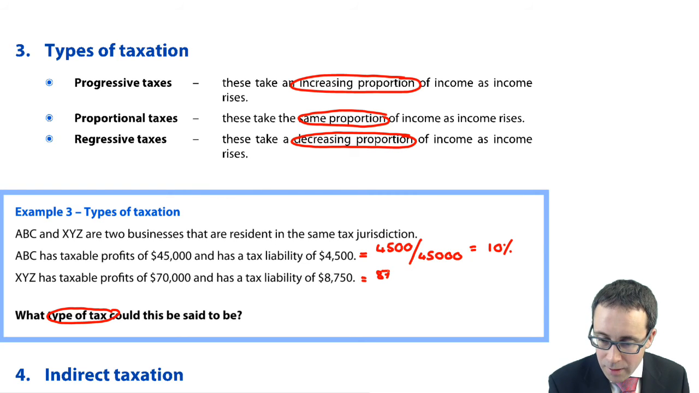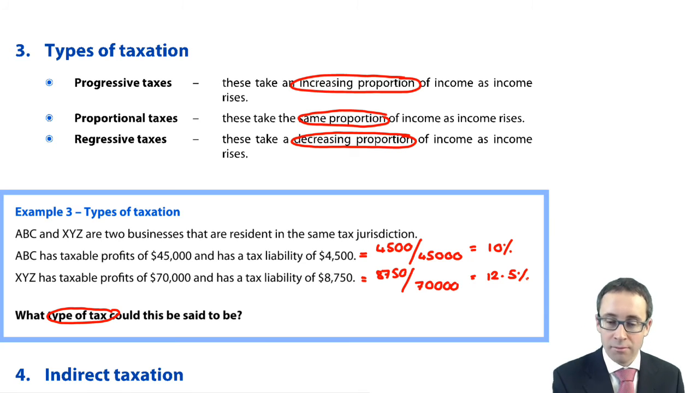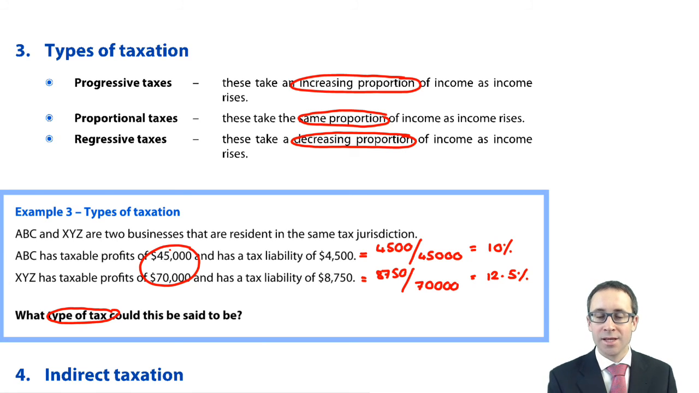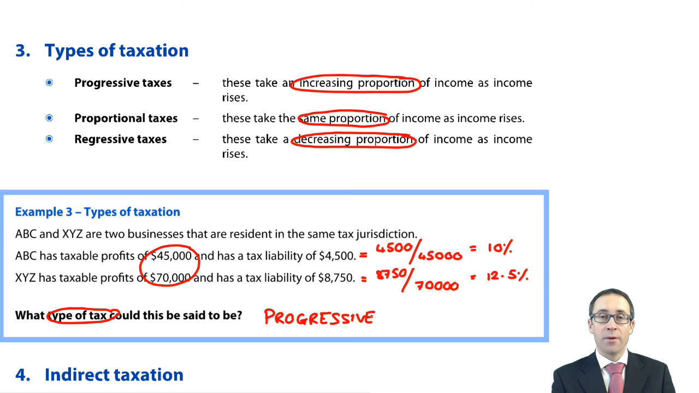So 8,750 divided by 70,000. Tap that onto your calculator and you get 12.5%, don't we? So we have generated more income, and therefore we are paying a higher rate as income rises. So what you have there is a progressive tax. Okay, there we go. That's as simple as it is. If it was a proportional tax, then on that 70,000 we would pay 10%, so we would be paying 7,000. If it was a regressive tax, then we would be paying less than the 7,000, so less than 10%.